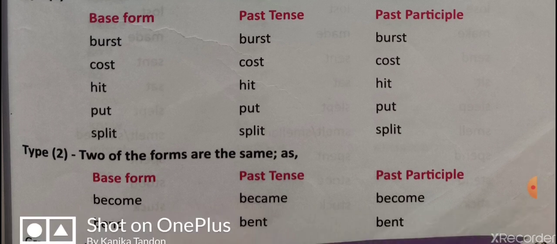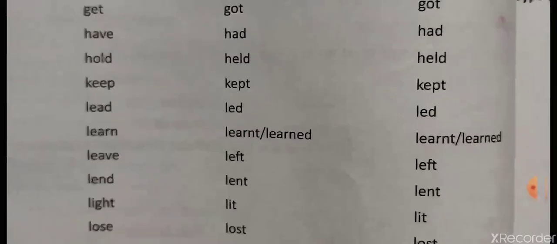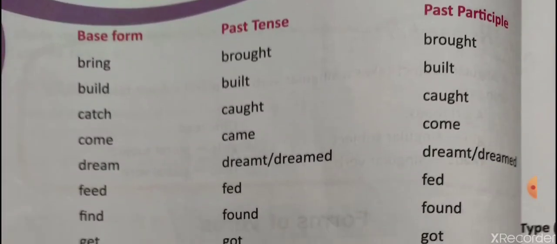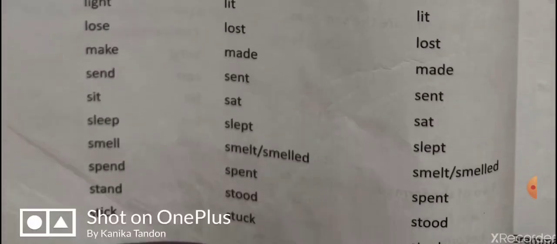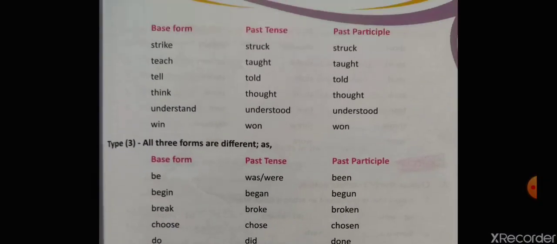Second is where two of the forms are the same. Here the past tense and the past participle are the same, like become, became, become; bend, bent, bent; go, went, went; bring, brought, brought; build, built, built. So these are some examples that you can read and learn, because these are very useful for you in using them in your conversation.